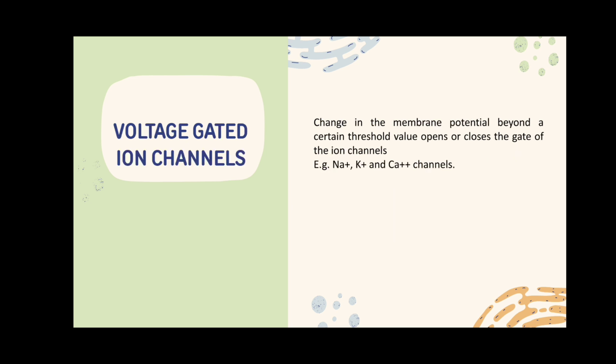Voltage gated ion channels. Change in the membrane potential beyond a certain threshold value opens or closes the gate of these ion channels. Examples are sodium channels, potassium channels, and calcium channels. So जो सोडियम, पोटेशियम और कैल्शियम चैनल्स है, इनकी जो ओपनिंग और क्लोजिंग है, बेसिकली it depends on the difference of membrane potential. जैसे मेम्ब्रेन पोटेंशियल में कोई चेंज होगा, so this change would be responsible for opening and closing of these channels.